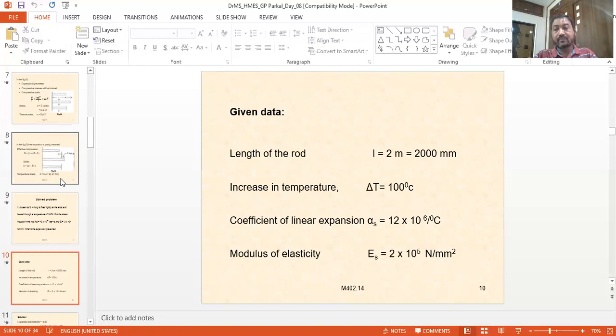Now the coefficient of linear expansion is given. So alpha for steel is given as 12 into 10 power minus 6 per degree centigrade. Next, the modulus of elasticity or Young's modulus for the steel, ES, is equal to 2 into 10 power 5 newtons per square millimeter.